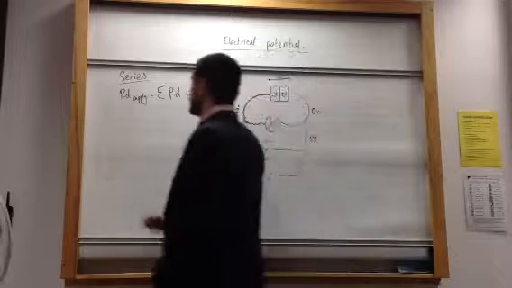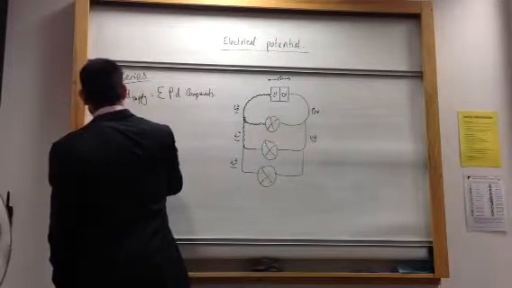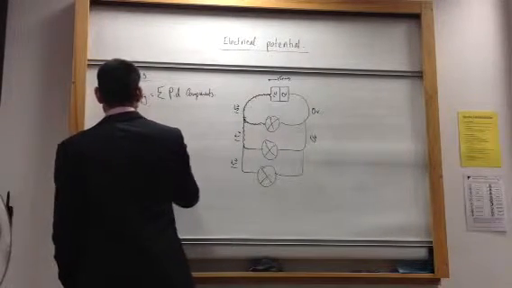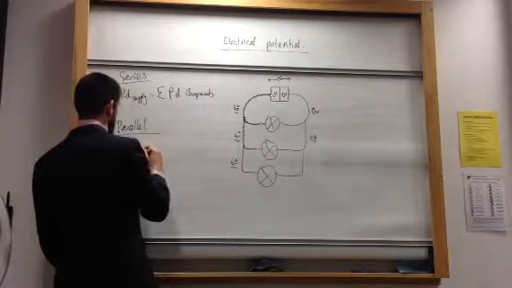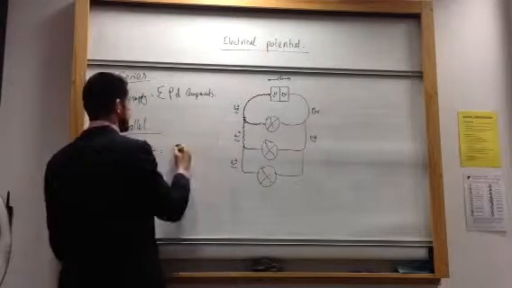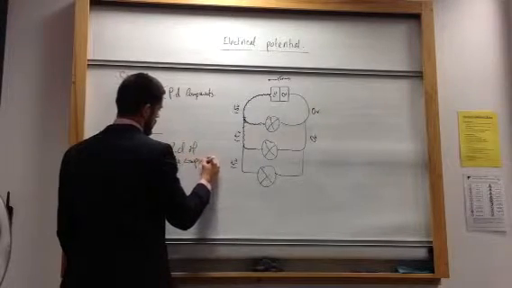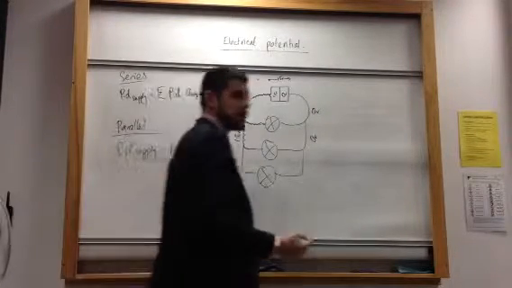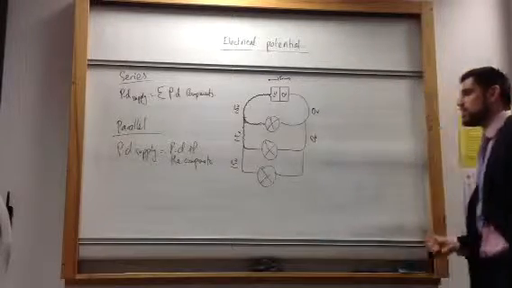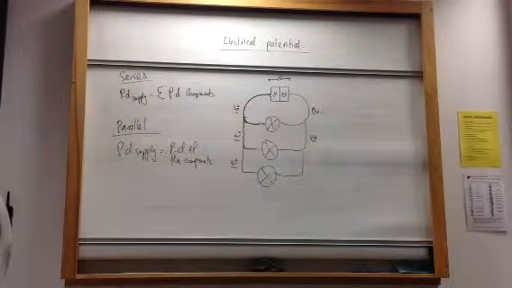So if things are in parallel, the PD of the supply is equal to the PD of the components. Not the sum of the components, but the PD of the individual. And that's the first thing we can look at.